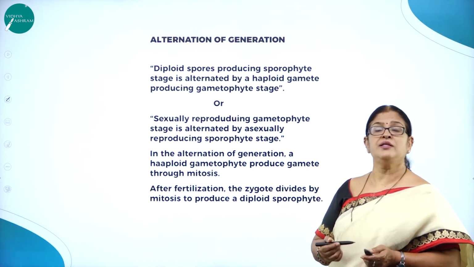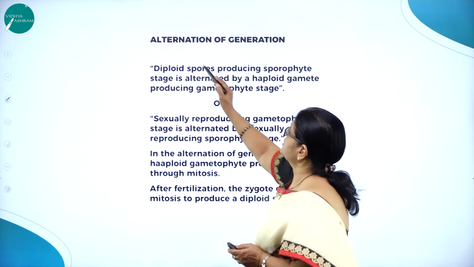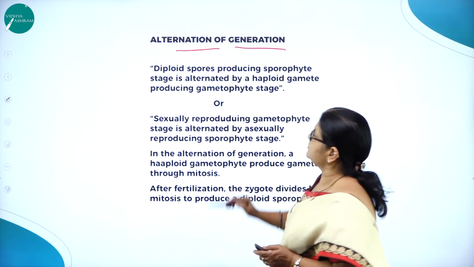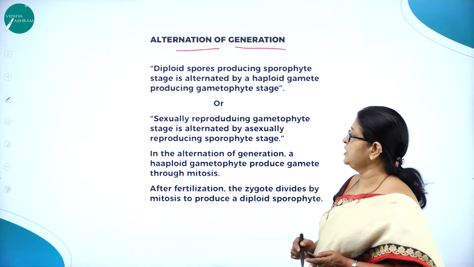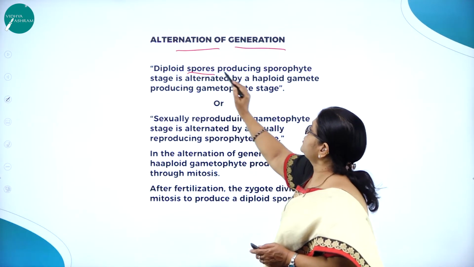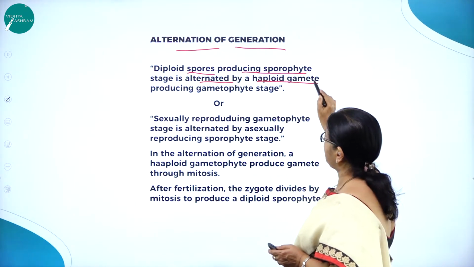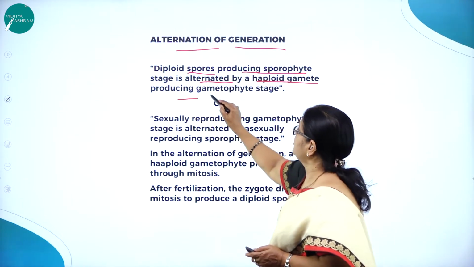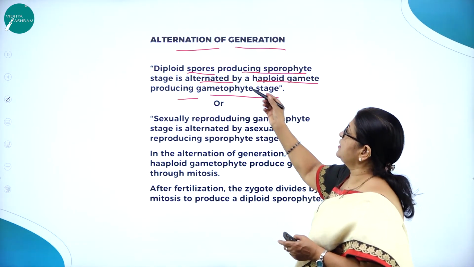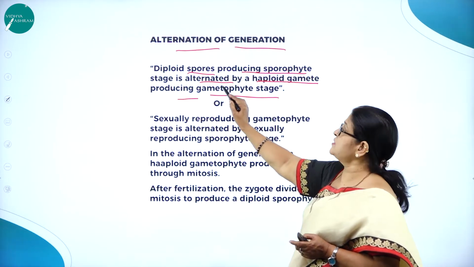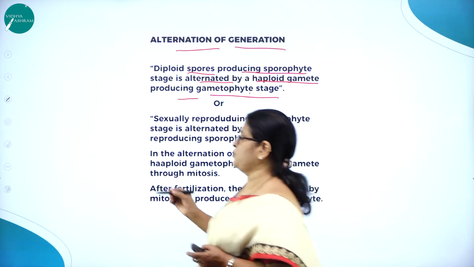So that was about the characteristic features of angiosperms. Now let us understand the term alternation of generation. How do we define this term? Here, the diploid spore-producing sporophyte stage is alternated by a haploid gamete-producing gametophyte stage. So alternation means what? One after the other. That means the sporophyte stage is alternated by the gametophyte stage. So that is the sporophyte stage.